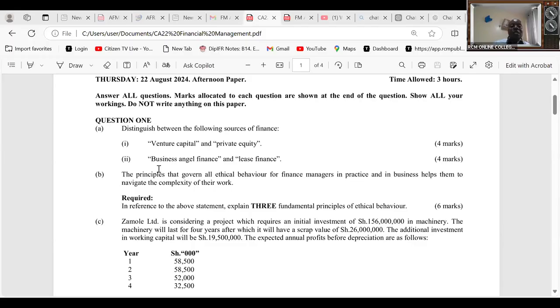Now, ladies and gentlemen, now that you have this AI companion on, I should be able to come here and just go through this pretty fast. The other question that they wanted, which is the last question for us today, they wanted us to distinguish between business angel finance and lease finance. I would start with lease finance, because lease finance, ladies and gentlemen, is really an easy thing. For example, as RCM, we have some little space at Stanbic Bank.